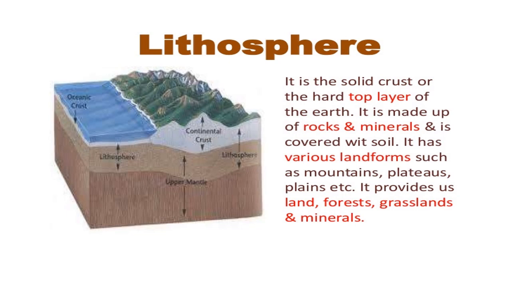It has the various landforms such as mountains, plateaus, plains, etc. It provides us land, forest, grasslands, and minerals. It has been found that the thickness of the Earth's crust is greater where the continents exist. And that is about 32 kilometers as compared to the oceanic bed, which is about 8 kilometers.